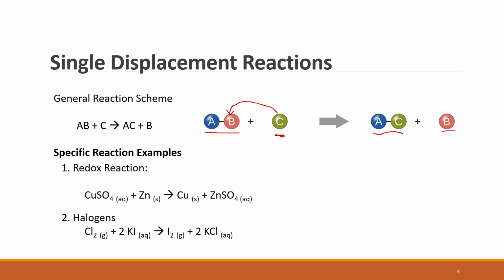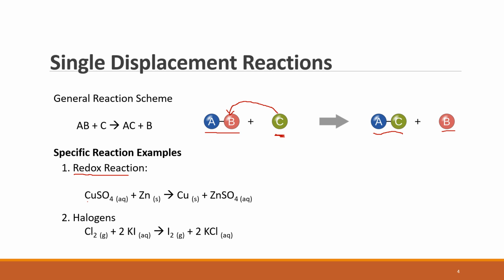The first one being a redox reaction, and we'll talk more about redox reactions in later chapters, but most redox reactions are single displacement reactions. So you can see in this example, we have copper 2 sulfate. If you remember from naming, since copper is a transition metal, you need the Roman numerals after it representing its oxidation number. So copper 2 sulfate reacting with zinc.